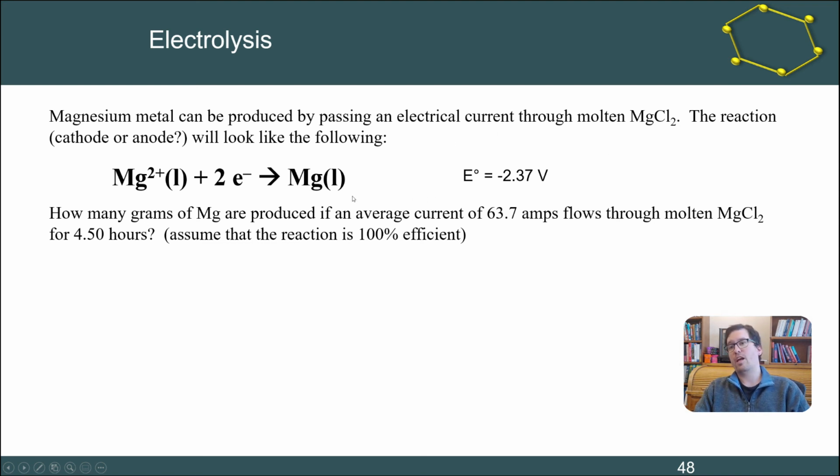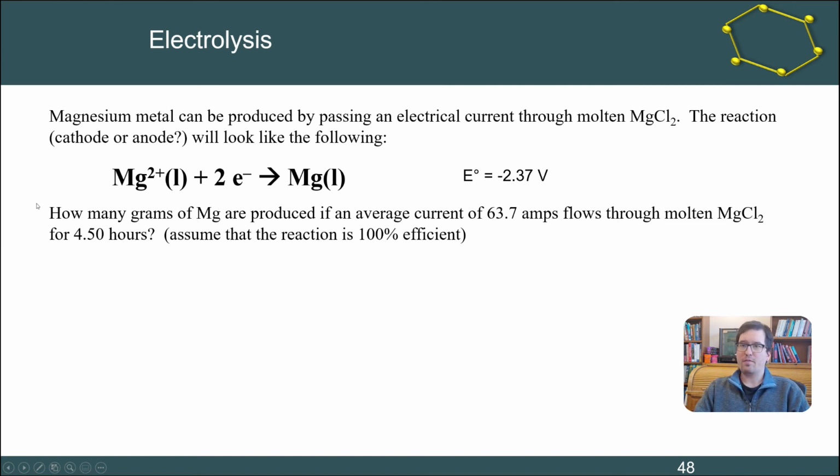This is, though, a half reaction. For gaining electrons, this is being reduced. We're going down in oxidation number, so it's a reduction reaction. Reduction occurs then at the cathode, a red cat. So there we go, we've solved that.